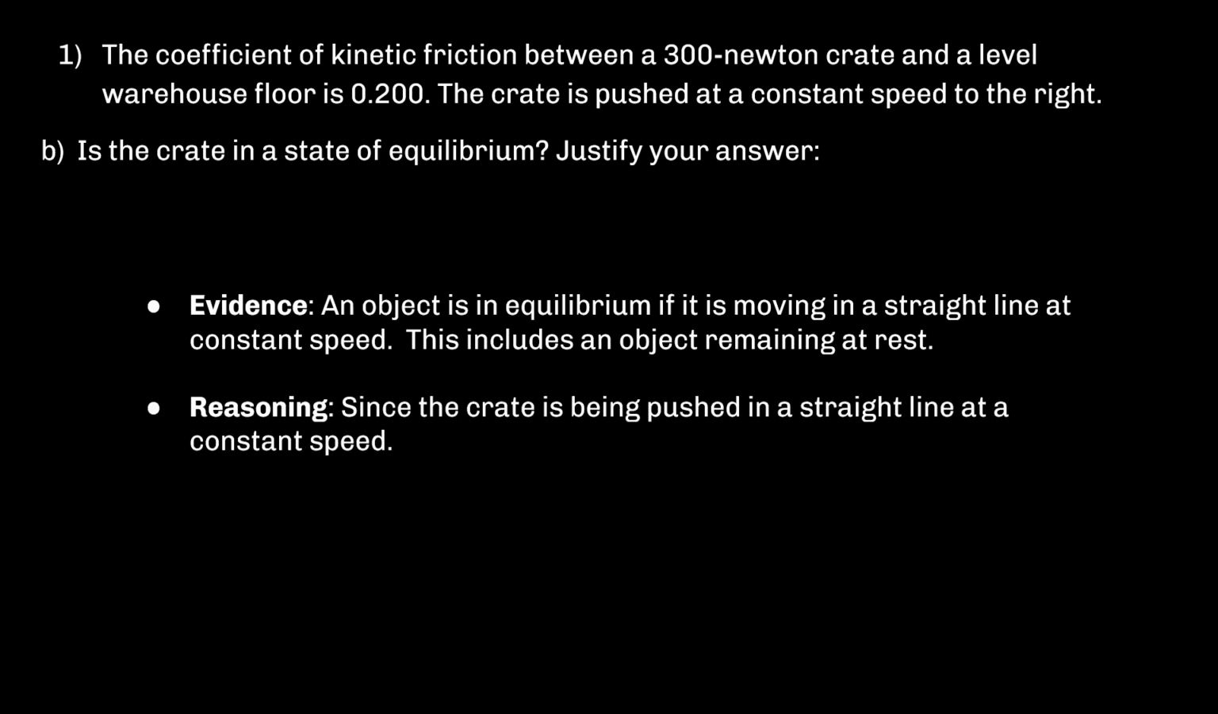So since the crate is being pushed in a straight line at a constant speed, we can then make my claim that this crate is in a state of equilibrium. It is also not moving up or down, so the vertical direction is also in a state of equilibrium as well. So that means we can use our equations: up forces equal down forces and left forces equal right forces. So let's move into part C of my example.